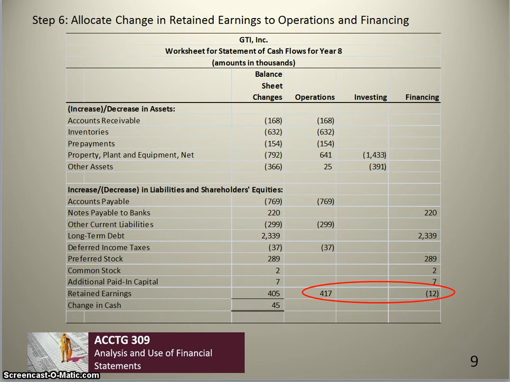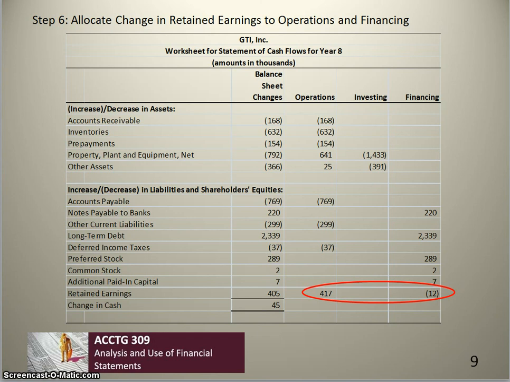Our last allocation is we have to allocate the total change in retained earnings to operations and to financing. You should recall that retained earnings is affected by, one, the receipt of net income, which increases retained earnings if net income is positive. And the other thing that affects retained earnings is the payment of dividends to shareholders.